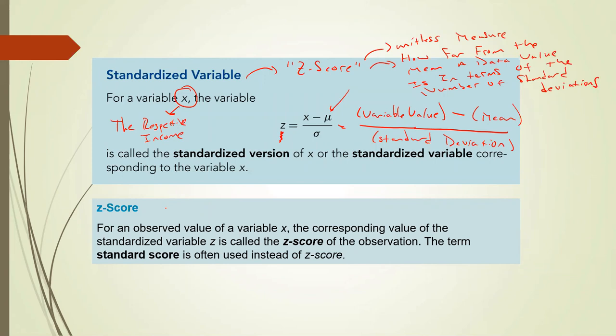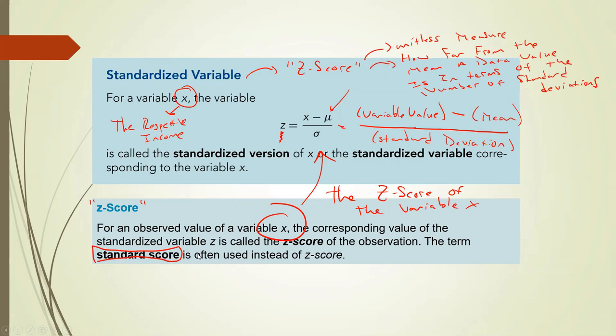So whenever you take a random variable x and run it through this formula, this new variable is called the z-score of the variable x. You might hear it referred to as the standard score, but I'm always just going to call it the z-score.